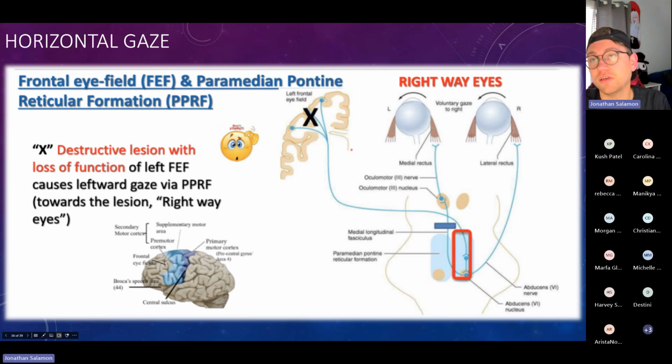Now, you just flip it, right? There is now no input. So there cannot be a signal that tells the eyes to look to the right. Therefore, you will have unopposed activity of the opposing muscles. So the eyes are going to look towards the lesion.